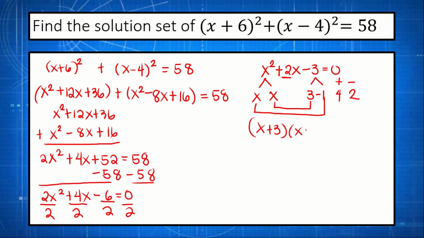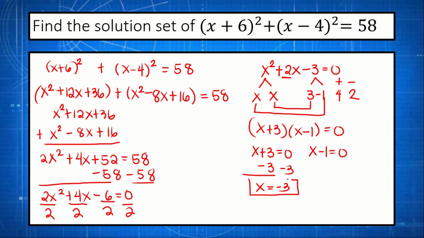So x plus 3 times x minus 1 is equal to 0. Then we apply the zero product property. So we have x plus 3 is equal to 0 and x minus 1 is equal to 0. We subtract both sides of the equation by 3. So we have x is equal to negative 3. And the other one, we add both sides of the equation by positive 1. This is now x is equal to 1. So these are the roots of our quadratic equation.